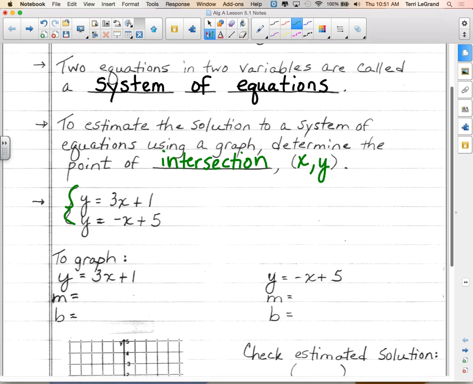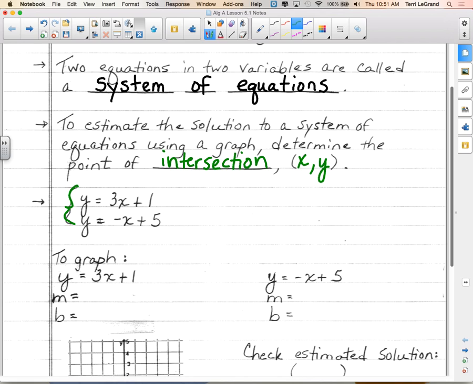Would you estimate right now what you think the point of intersection is for this system of equations? Anybody want to estimate? 1, 5. Okay, you think it could be the ordered pair 1, 5, so x equals 1 and y equals 5. Aurora? I think it's 1, 4. You think it's 1, 4.